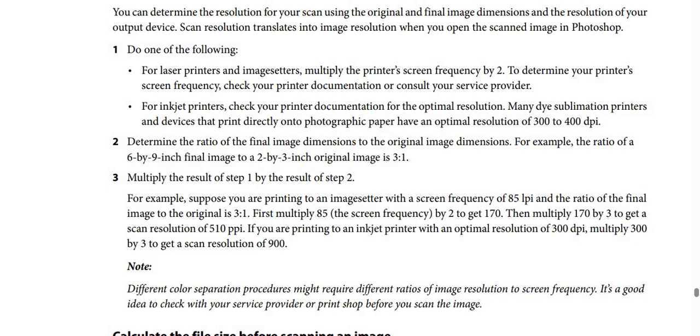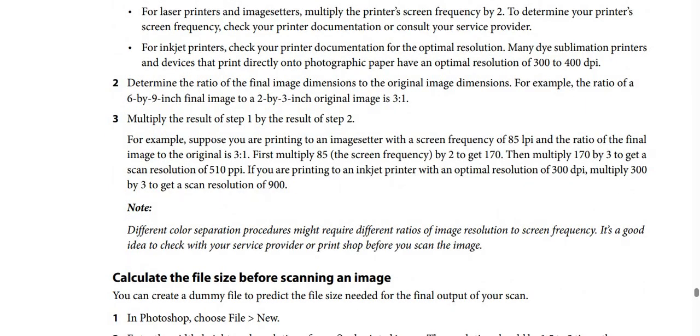For laser printers and image setters, multiply the printer's screen frequency by 2. To determine your printer's screen frequency, check your printer documentation or consult your device provider. For inkjet printers, check your printer documentation for the optimal resolution. Many dye sublimation printers and devices that print directly onto photographic paper have an optimal resolution of 300 to 400 dpi.